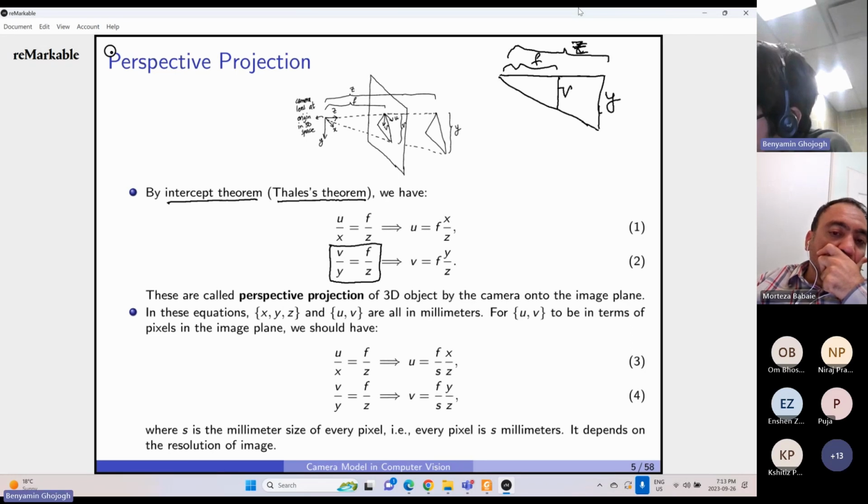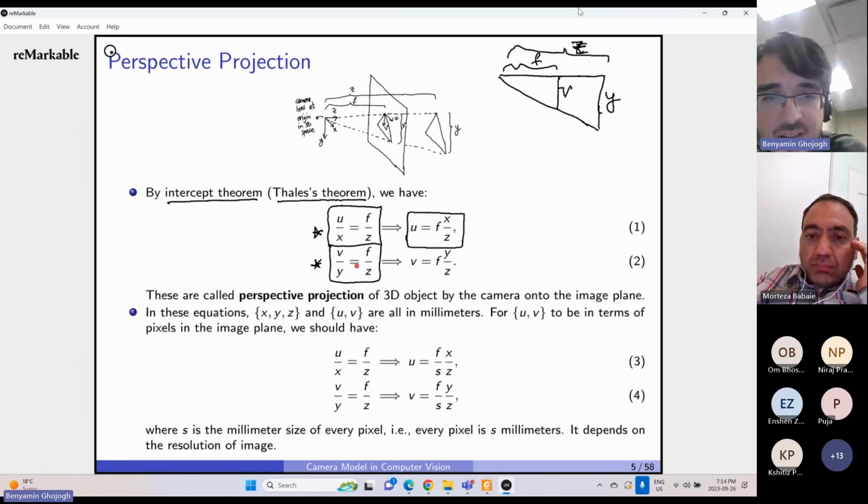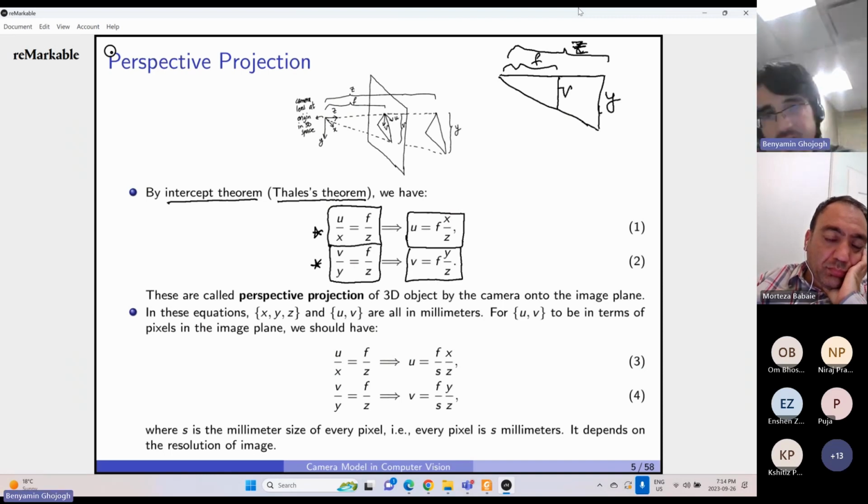Then likewise, we have it for X. U over X equals F over Z, okay? So we have these two from Thales theorem. Then let's rearrange the terms. For example, multiply the sides by X, then you will have these. Also for the second equation, multiply the sides by Y, then you will get this.